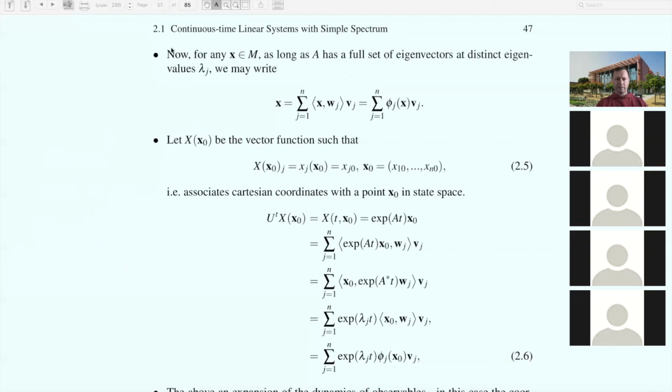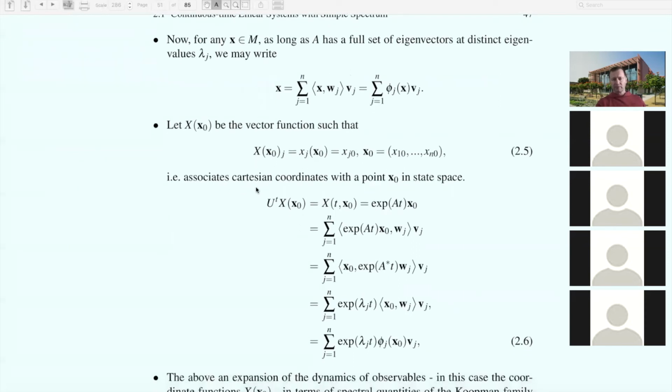So now let's take x as a function of this boldface x0, which you can think of as a vector in R^n, be a function such that it associates with any x0 the jth element of that vector function, xj, the jth Cartesian coordinate associated with x0. So that's xj0, where x0 has components x10 to xn0. So let's now do a computation.